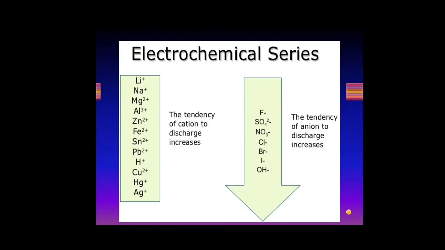From sodium to silver, as we go down the metal in the metallic series, as the activity starts decreasing, as the metallic reactivity decreases, its tendency to form a cation and get discharged at the cathode increases. Similarly, the tendency for anions to discharge increases in the given order, that is from fluorine to sulfate to nitrates to the other halogens to hydroxyl ions.